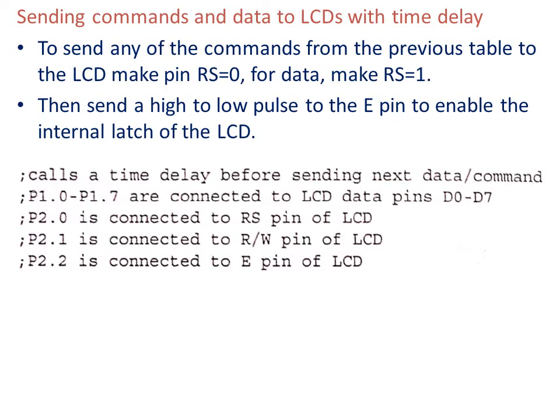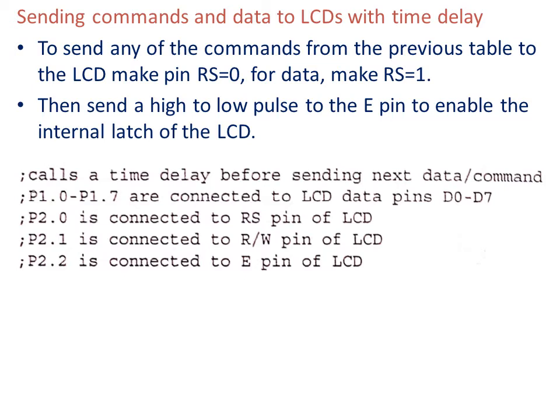The next important topic is sending commands and data to LCDs with a time delay. This is the first method. To send any of the commands from the previous table to the LCD, we need to make pin RS equal to 0, and for sending data make RS equal to 1. This is the important thing we need to remember. Then send a high to low pulse to the E pin to enable the internal latch of the LCD.